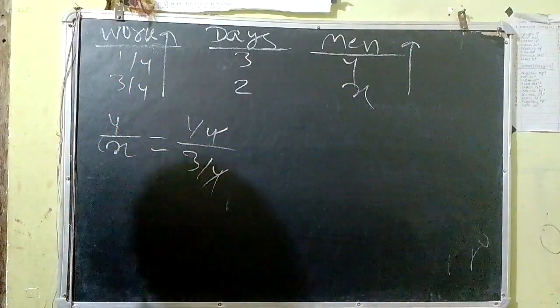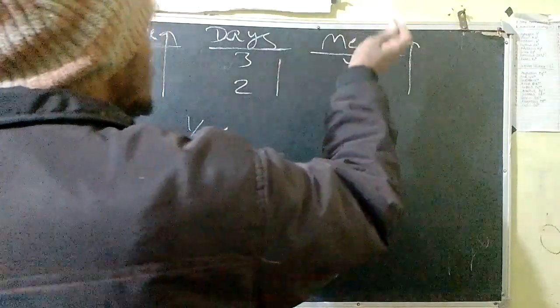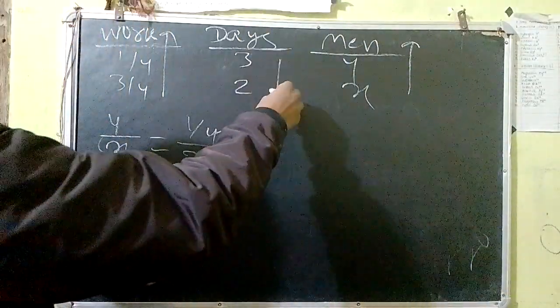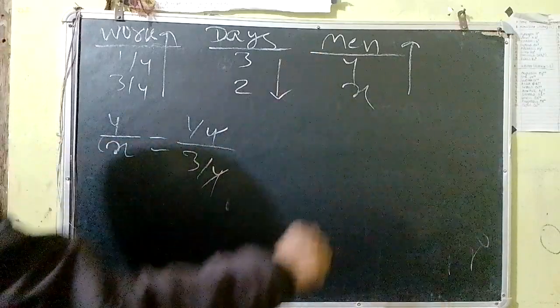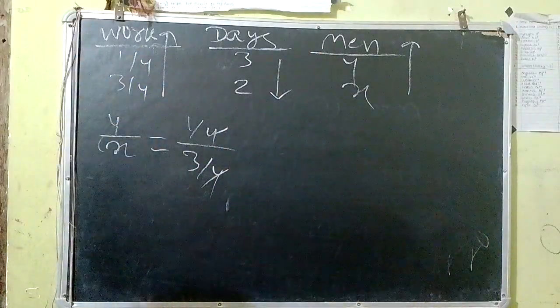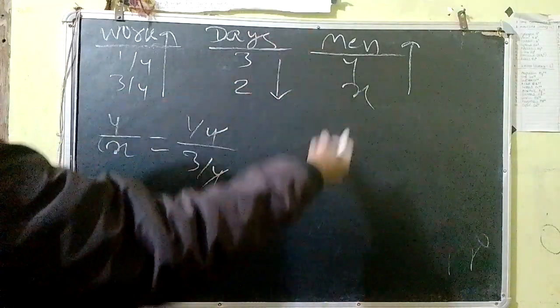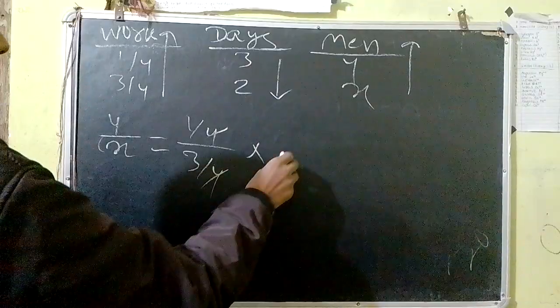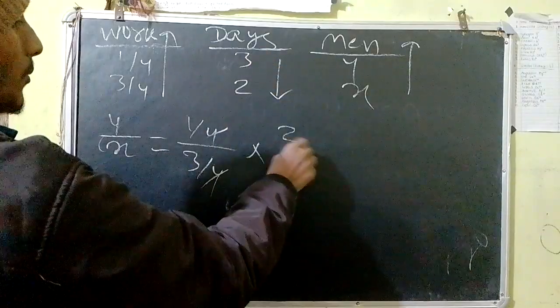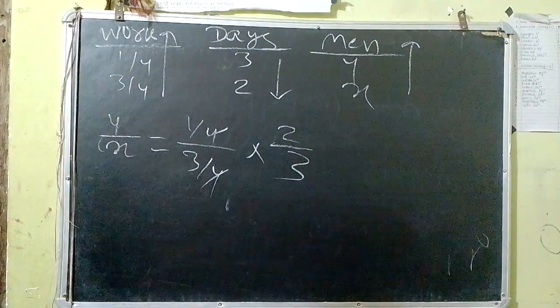Now let's establish the relationship between these two. If there are more men, then they will do the work in less days. So there is an opposite relation, an inverse relation. It means we need to invert it. The ratio will be inverted. So this will be multiplied by not 3 over 2, but by 2/3. Does that make sense? This will be multiplied by 2/3.